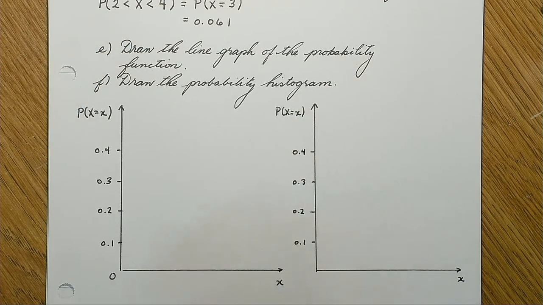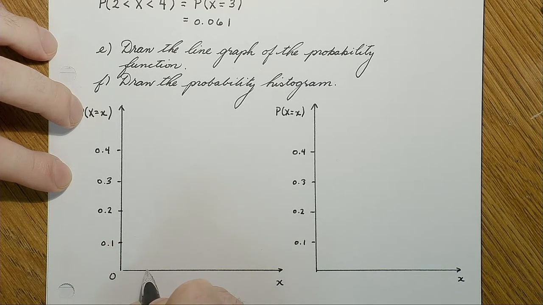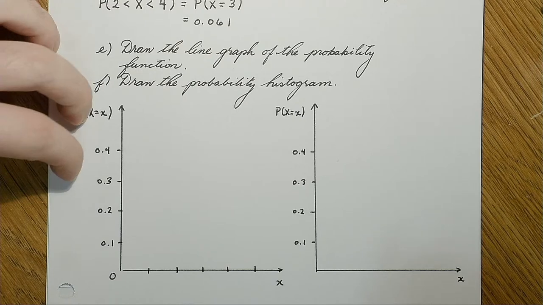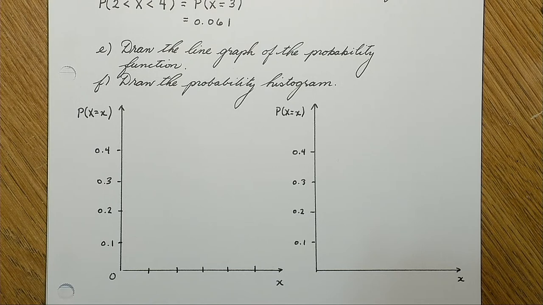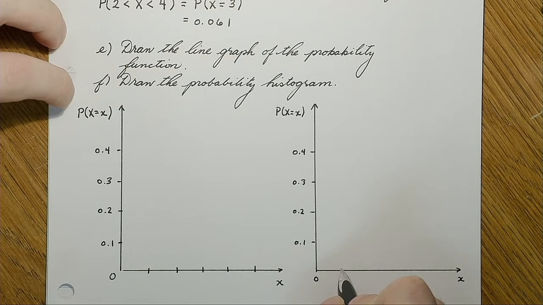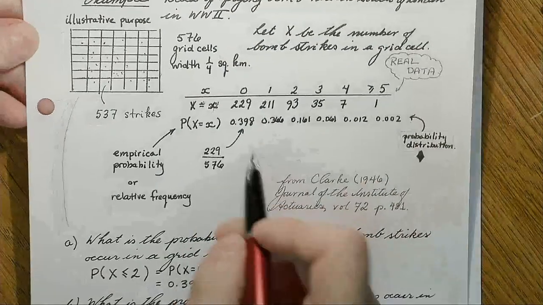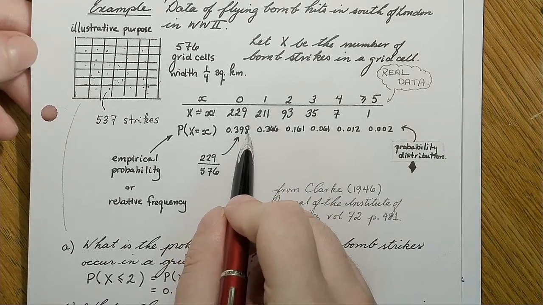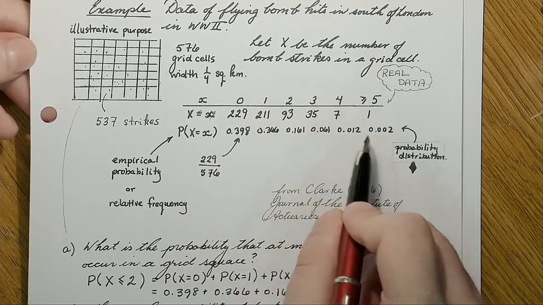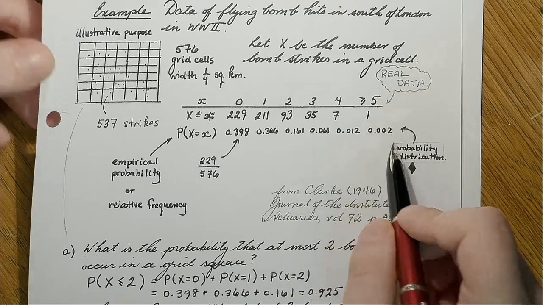Okay, so what they call a line graph. So we have from 0, we'll have 1, 2, 3, 4, greater than 5. And so what we need to do is plot these values: 0.398, 0.366, 0.161, 0.061, 0.012, 0.002. So that's what we need to plot.